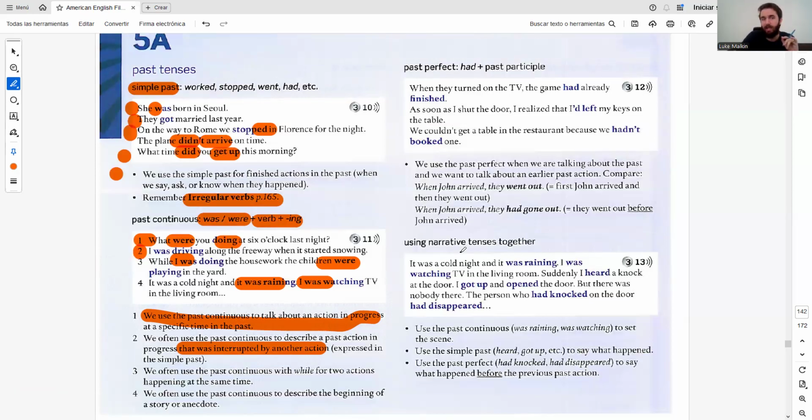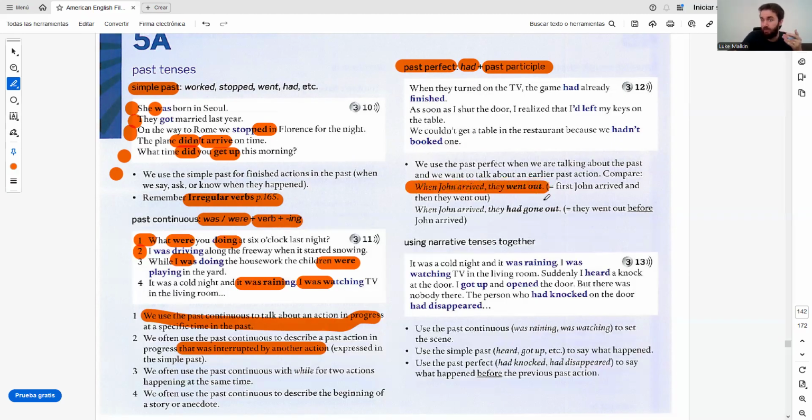Was, were, ing. Past perfect is had and the past participle for events, the past of the past, earlier than your past. This is a good explanation.